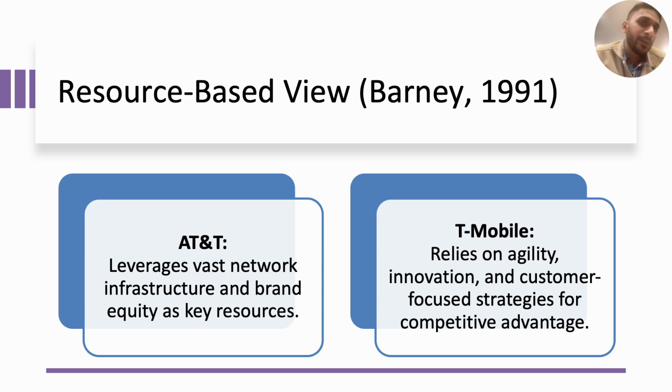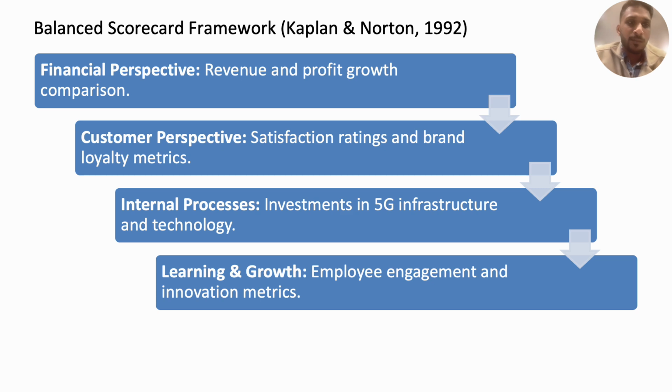In this slide, we'll talk about the resource-based view academic framework. AT&T leverages vast network infrastructure and brand equity as key resources. T-Mobile relies on agility, innovation, and customer-focused strategies for competitive advantage. Next, we will talk about the balanced scorecard framework, which is an academic framework. Financial perspective: revenue and profit growth comparison. Customer perspective: satisfaction ratings and brand loyalty metrics. Internal processes: investments in 5G infrastructure and technology. Learning and growth: employee engagement and innovation metrics.